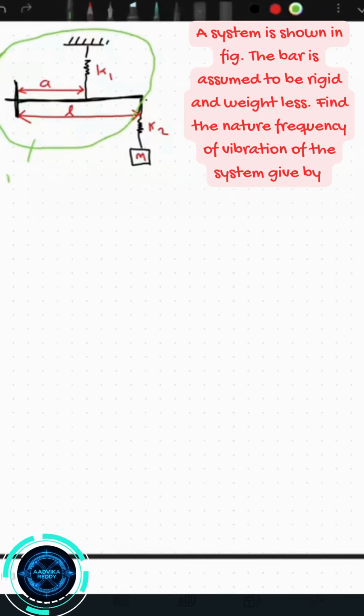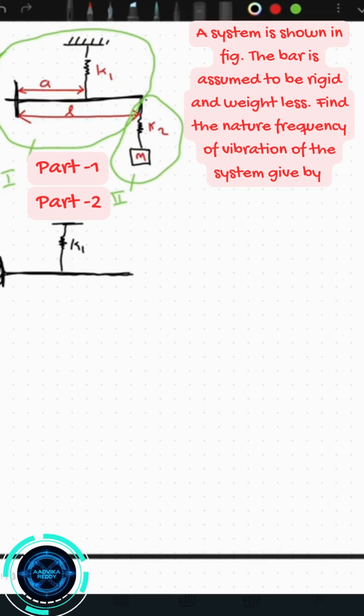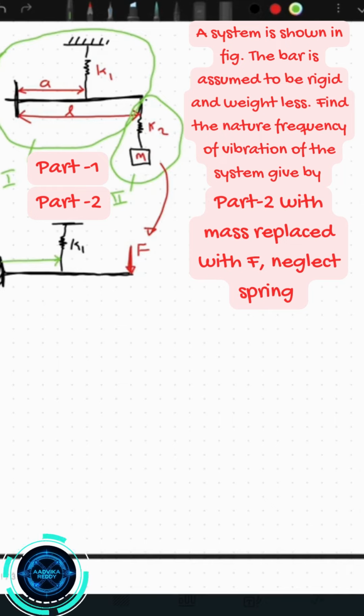Fixed bar and spring connected at a distance A is part 1. Hanging spring mass is part 2. Redrawn part 1 with bar and spring having stiffness K1 hinged at distance A from the pivot, and part 2 replaced with force F at the free end.